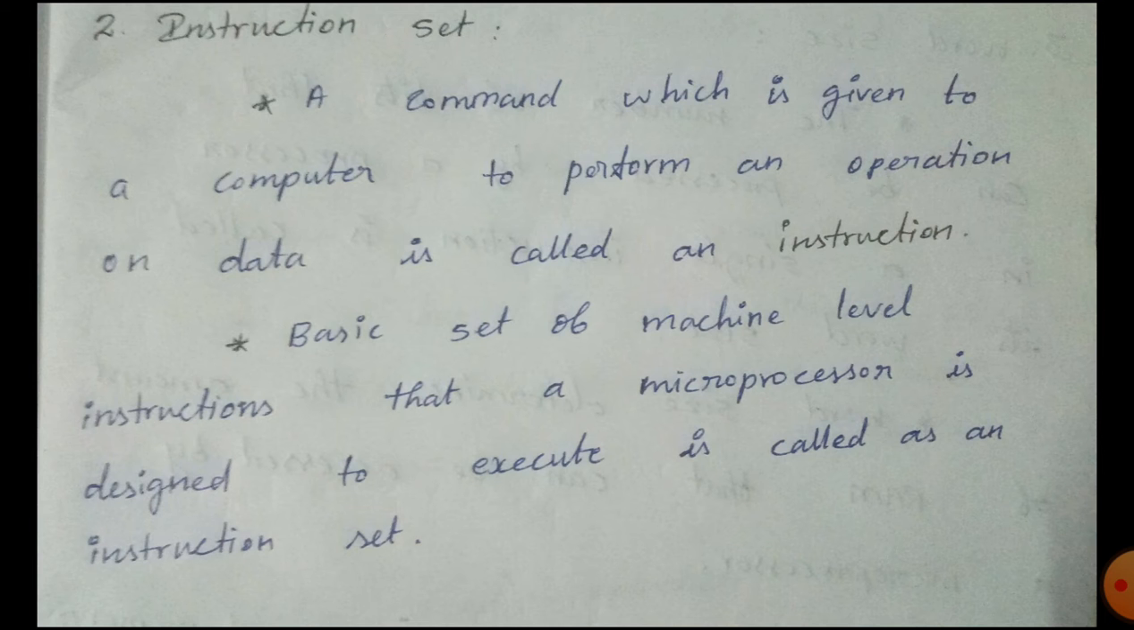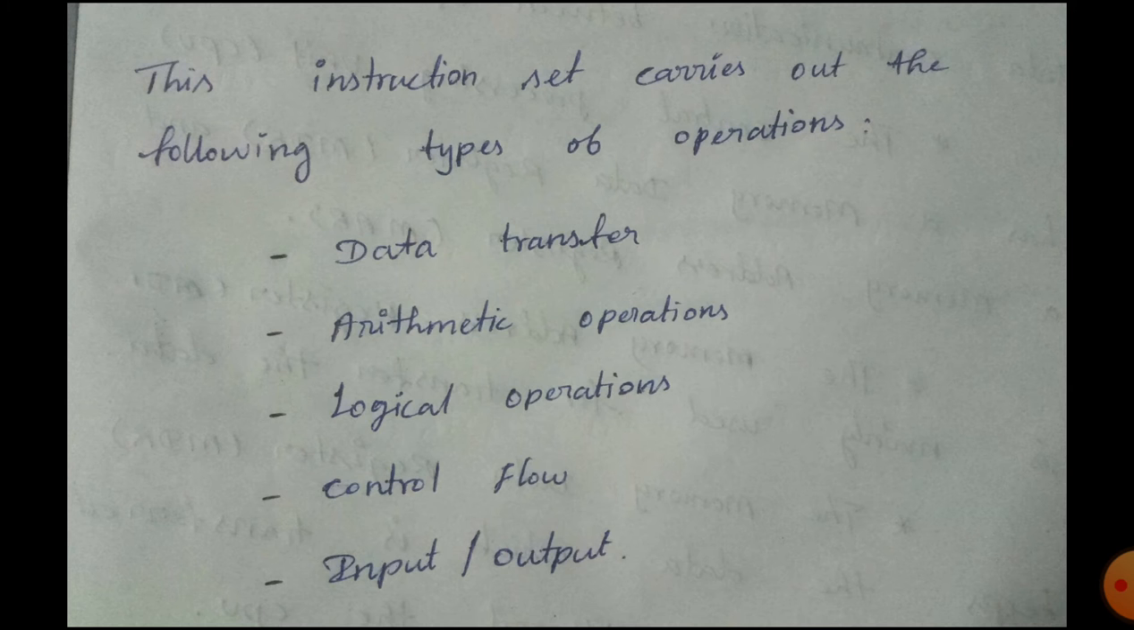Here this instruction set carries out the following types of operations. One is data transfer, the second one is arithmetic operations, the third one is logical operations, the fourth one is control flow, and the last one is input or output. Okay, data transfer means to transfer data from one computer to another computer. The arithmetic operations are used to perform arithmetic calculations in the program.